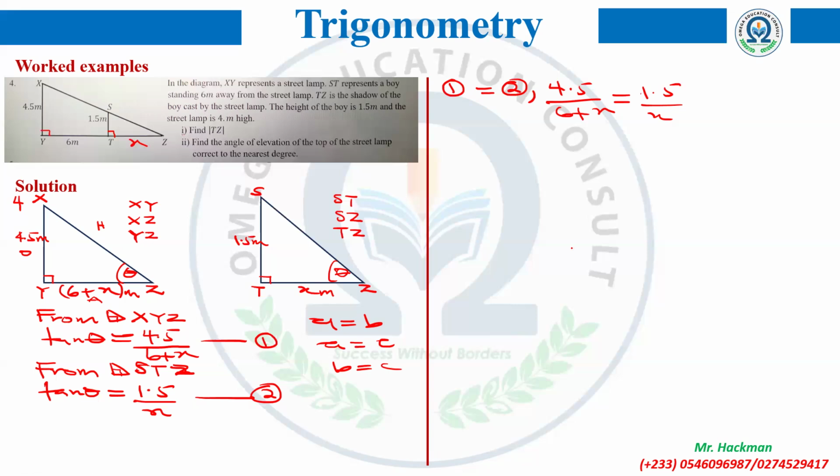Now this implies that what do we do? Cross multiply. So it will be 4.5 times x, which will give us 4.5x. That should be equal to 1.5 times 6 plus x. This is a binomial, so let's put the whole of that in bracket. All correct?